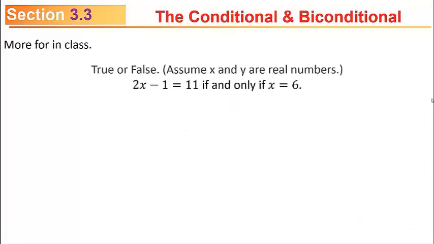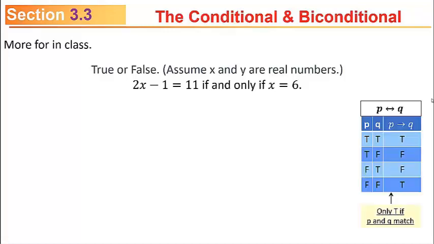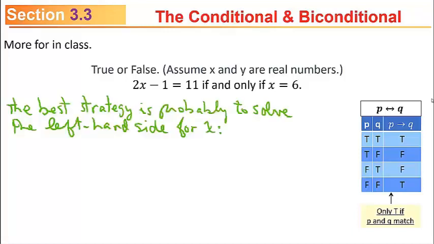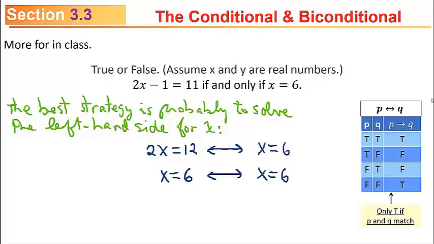Another example. This one has a little twist to it. True or false, assuming x and y are real numbers: 2x minus 1 is equal to 11 if and only if x is equal to 6. Now this is still a biconditional, but the best strategy when you have variables in these things is probably to go ahead and solve for x when they're not solved for x. So I would take 2x minus 1 is equal to 11, add 1 to both sides and divide by 2, and you end up with x equals 6 if and only if x equals 6.